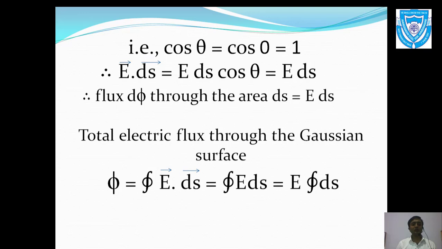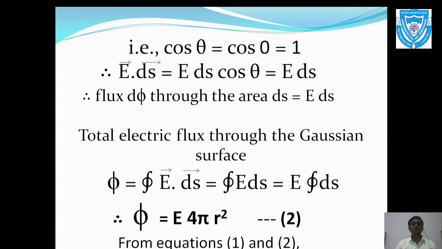It is radially outwards. Therefore, we always take it out of the integration. E is constant, therefore it is taken out and it will be E closed integral ds. Now what will be the whole area? That is the surface area of a sphere. What is the surface area of a sphere? That is 4 pi r square. Therefore we have the formula phi is equal to E 4 pi r square.